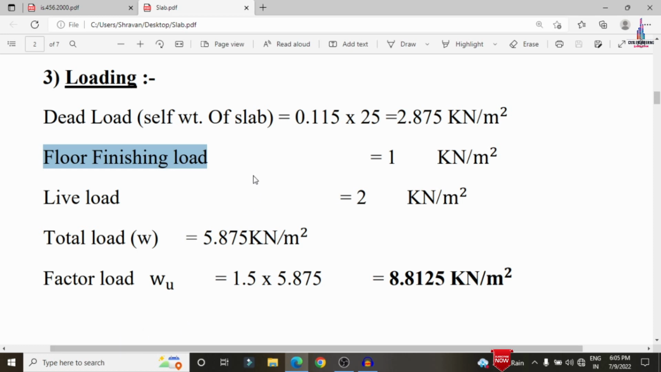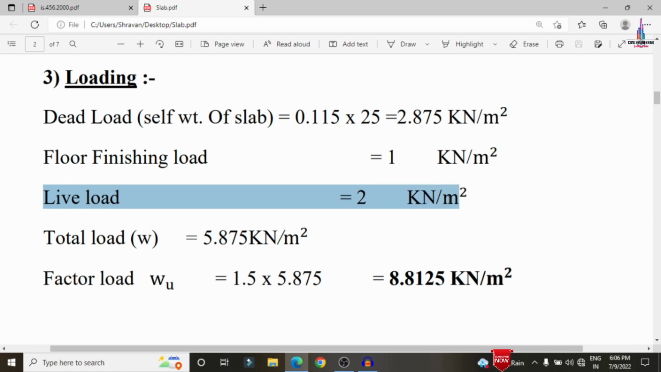So here in this case, I am taking the value of the marble sand tiles, which comes under the 100 mm maximum thickness. If you multiply that, 0.1 multiplied by the unit weight of the mortar, 20, you get the value of 1 kilonewton per meter square. This time, assuming the live load comes under 2 kilonewton per meter square for this particular area of the slab.